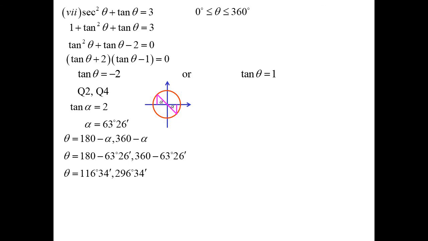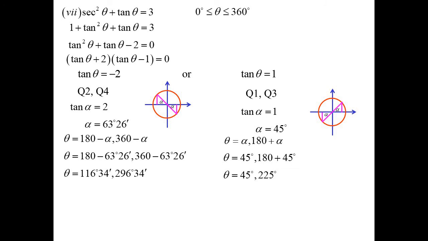Now let's look at tan theta equals 1. It's positive, so I'm in the first or the third quadrant. Acute angle, one of our exact values, 45 degrees. So first quadrant, that's normal. Third quadrant, 180 plus the acute. There's my next two.